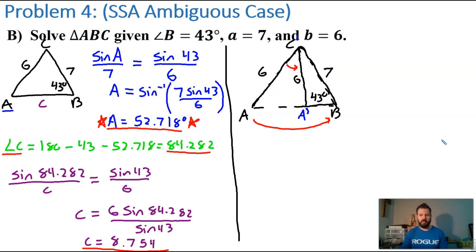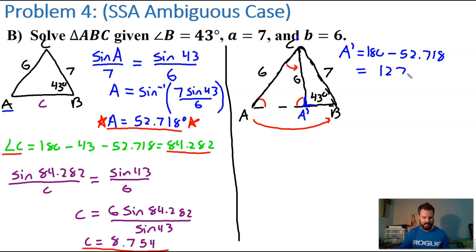Remember, how to get going on this skinny triangle is these two angles are still going to be the same. There's still going to be this original A we found, this 52.718. So to find this angle A prime, we'll just take 180 minus that 52.718, and that'll give us its supplement. So A prime will be 180 minus the original A, 52.718, and that gives me 127.282.